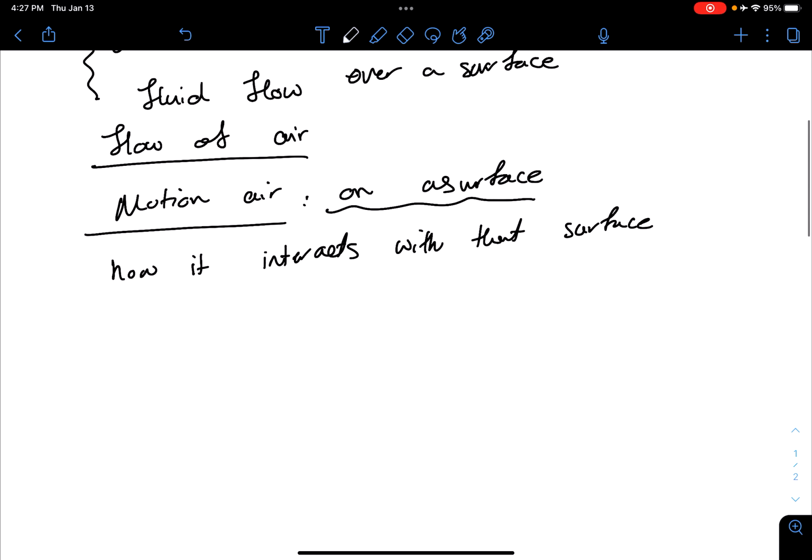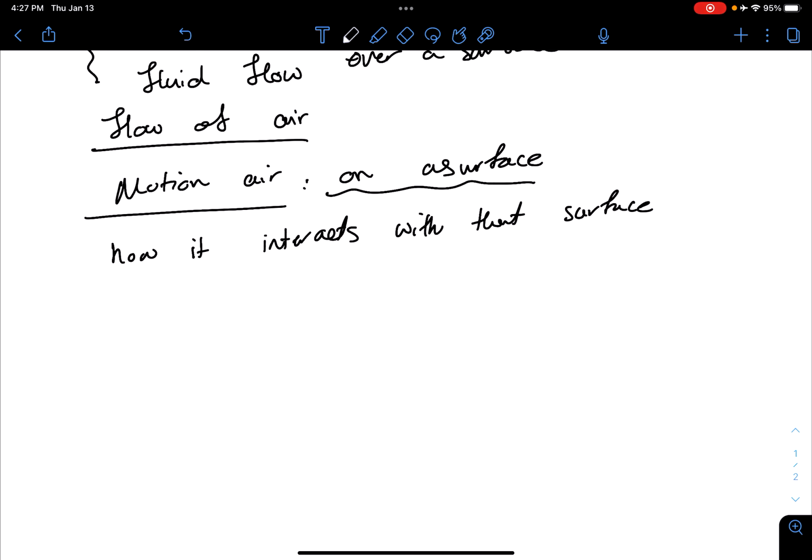And eventually, we want to characterize the forces that are exerted by air on that surface. That surface can be an airplane wing, it can be a fuselage, it can be anything that is flying, right? So that is the goal here. And whatever we do in this course is eventually going to help us quantify the forces that are being exerted on an airplane.